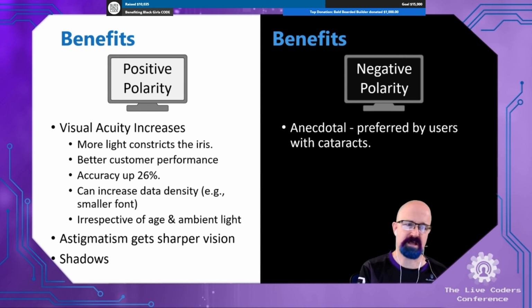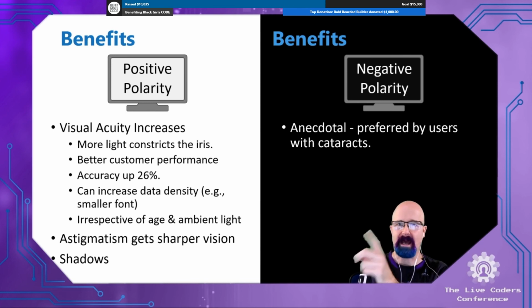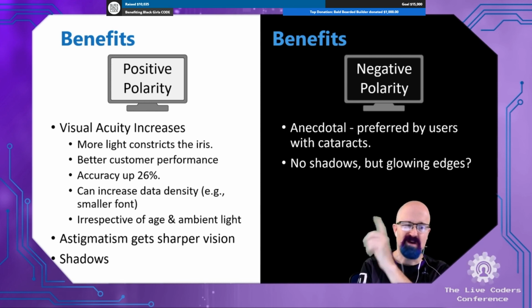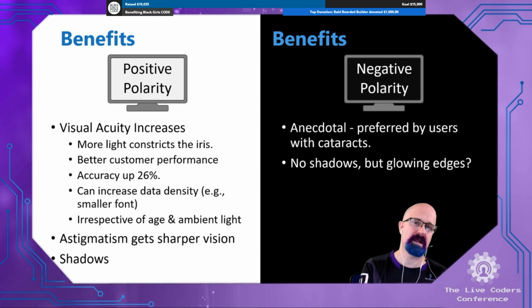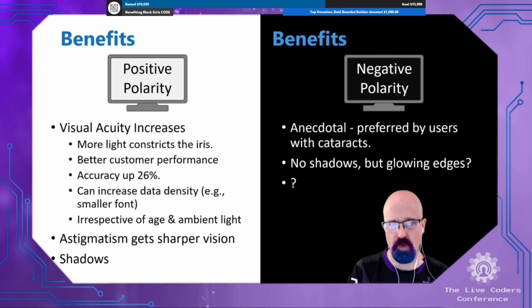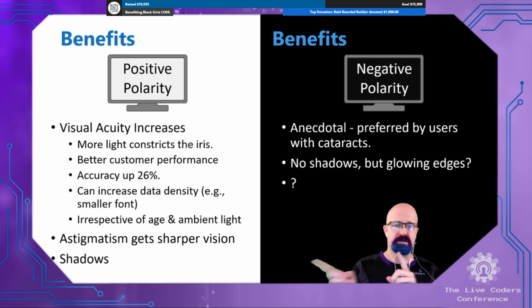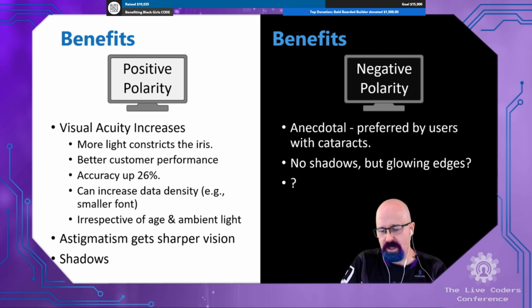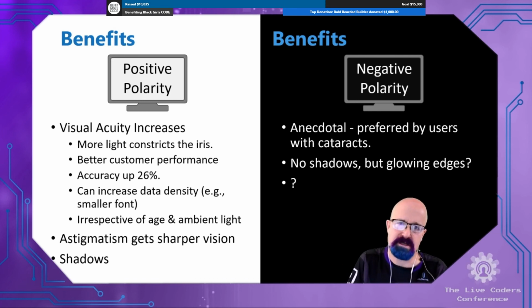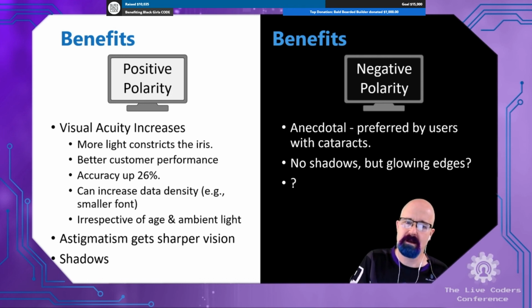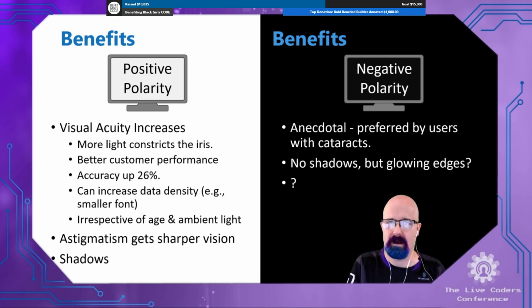Okay, benefits of negative polarity. There's a lot of anecdotal evidence that says they're preferred by users with cataracts. They've got no shadows, but they do have the ability to do glowing edges, which is not bad. And that's pretty much it at this point. So when you look at the two, if you're going to answer definitively which one is better, positive polarity or negative polarity, positive polarity is the winner.